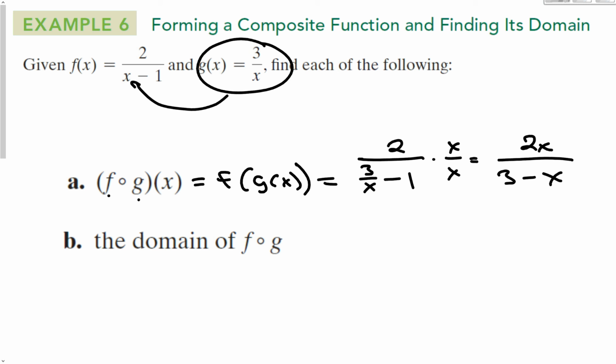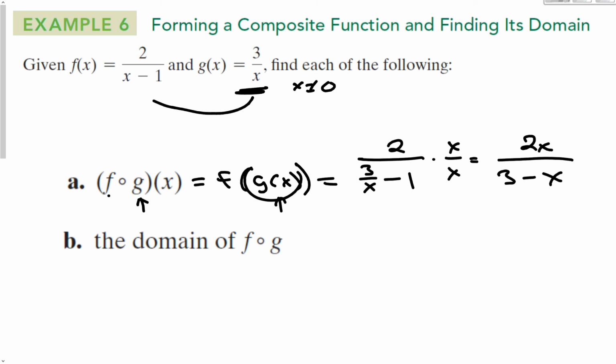Okay, so the domain of this is going to be anything that makes that inside function undefined, that makes g, this first one, undefined. And we can clearly see here that x cannot be equal to 0. Then I want to find anything else that is going to make this g of x, this function, make that one undefined. Because remember, we're putting the g into f.